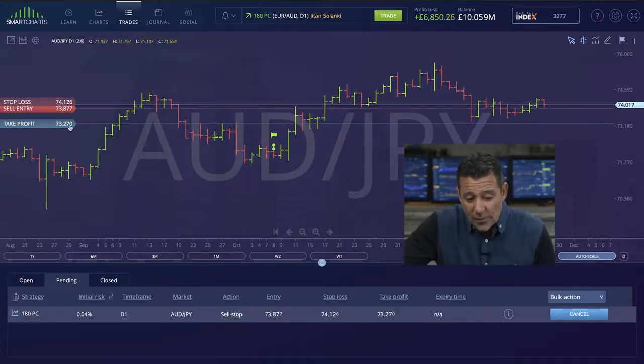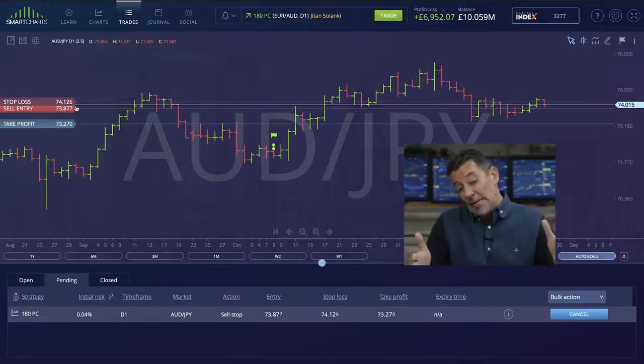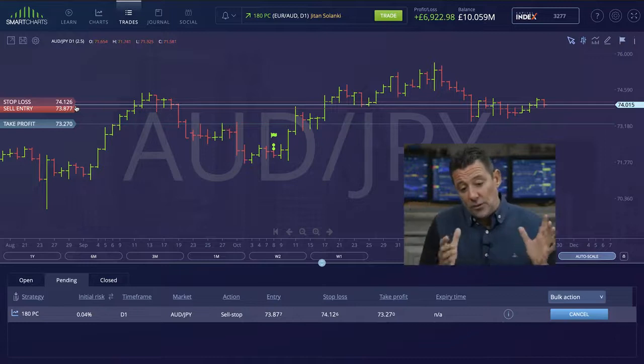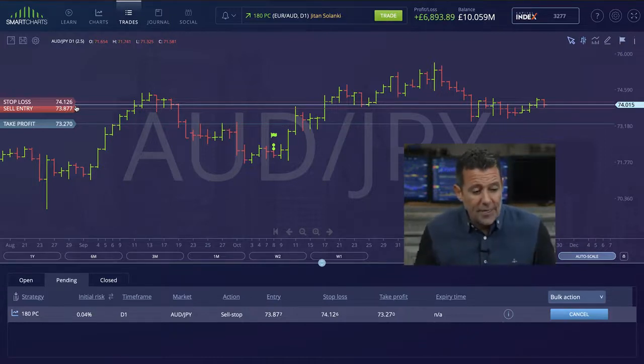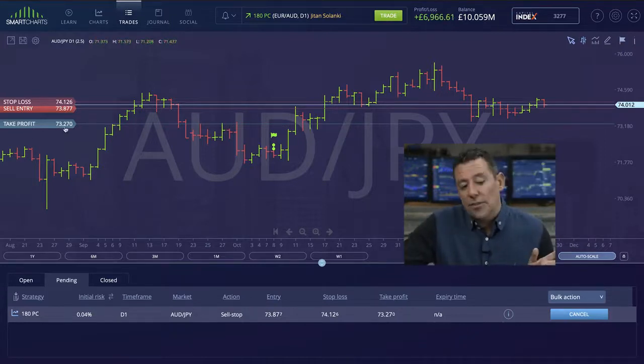So again, that stop loss is up there at 74.12. So of course that is a short trade, meaning when the position falls, I look to make a profit from it falling until I take the profit there at 73.27.